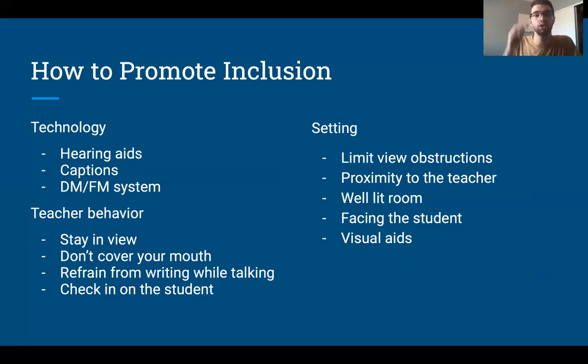Captions are important on videos or any form of visual media because they provide real-time transcription for students with a hearing loss, so that way they don't need to be able to hear the video to see what's going on. And then there's going to be the DM and the FM system, which is like a little radio component teachers can wear. I had my teacher wear hers around her neck, and it picks up on what the teacher is saying and transmits it directly over to the hearing aid. So that way the student has a clear idea and access to the teacher's voice.